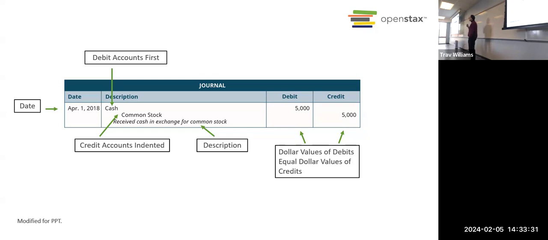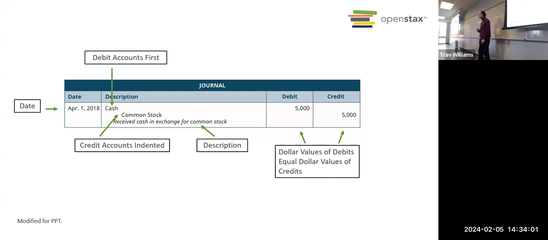And the first account you list is the one being debited. Okay, so for journal entries, you always start with the debits. So in this case, cash is being debited, $5,000. Common stock, notice that it's indented here. Any account that's getting credited, you indent the title of that account. And then you record in the credit column.